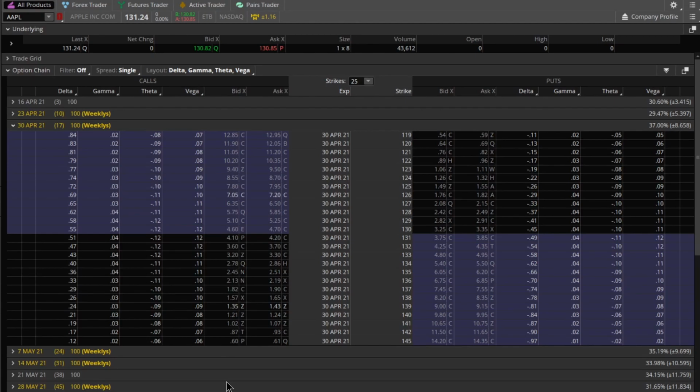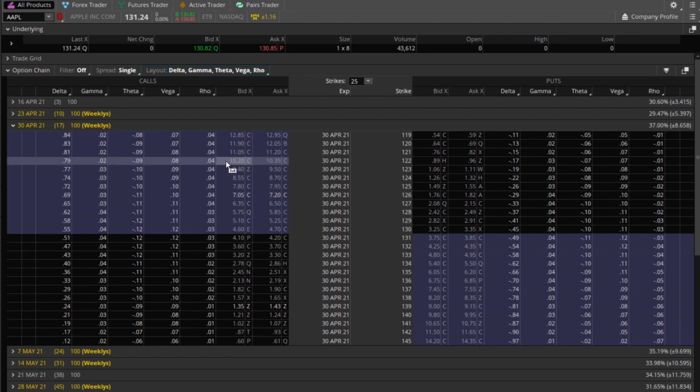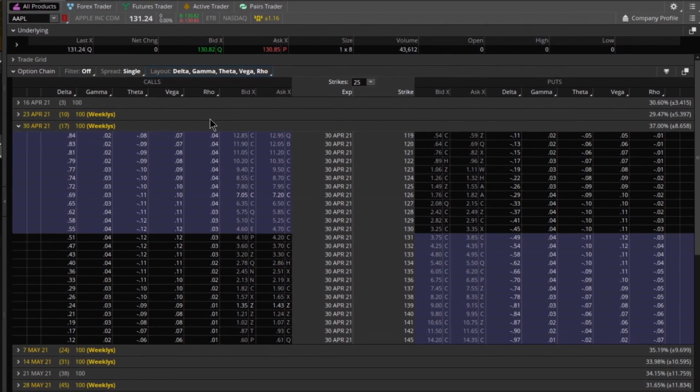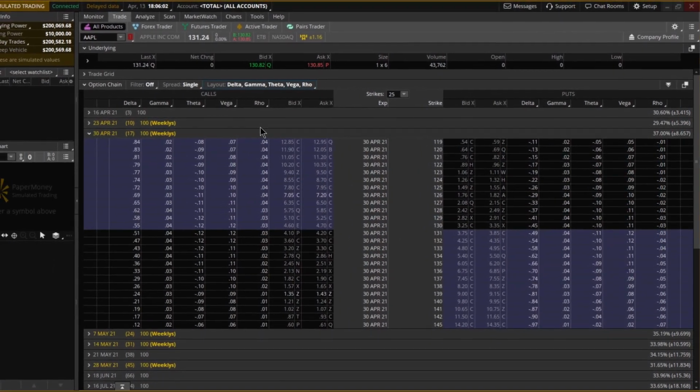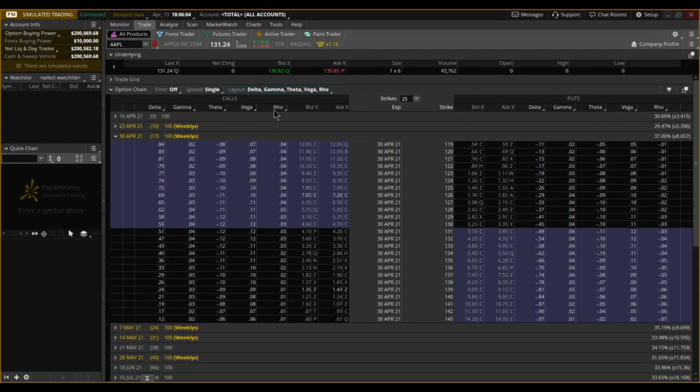You might have heard of another Greek which is called rho. Now rho is a Greek that tracks the change in option prices versus interest rate. I'm not going to get into rho because I don't think it's very important. But if you trade options with long days to expiration, for example options that are a few years out, rho might be more relevant for you. If you're interested in rho, you can go and Google it to find out more. Just Google for rho, which is spelled as RHO.